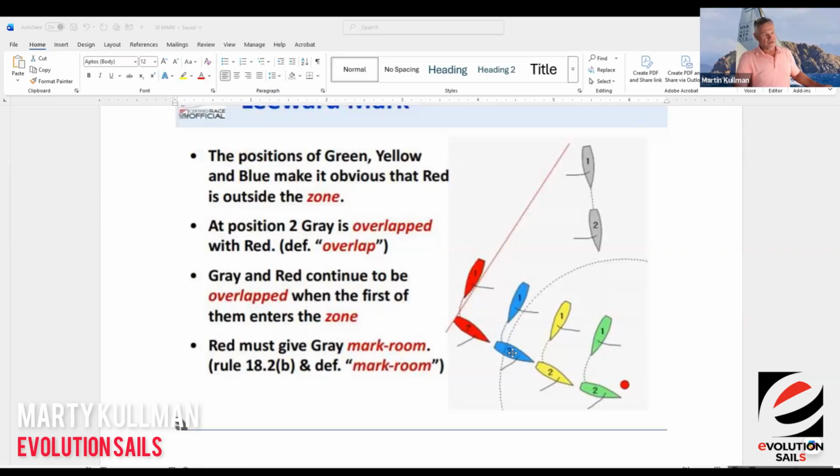So when blue jibes over, they're in the zone. Gray has established that they have rights, and red is definitely the same way. So gray should go behind yellow here, and blue and red should give them room, right? Okay. Red must give way, right? Yep.